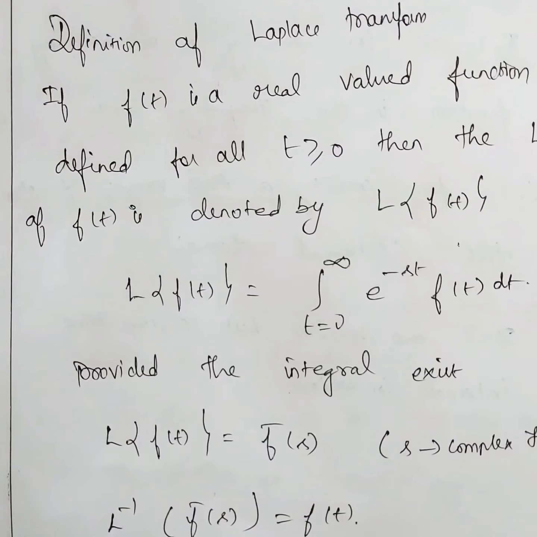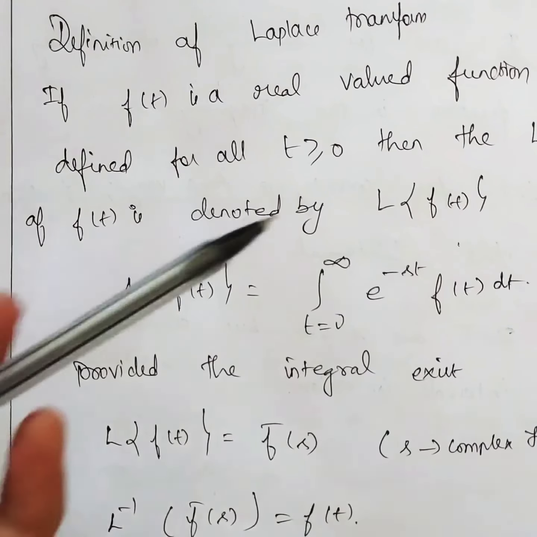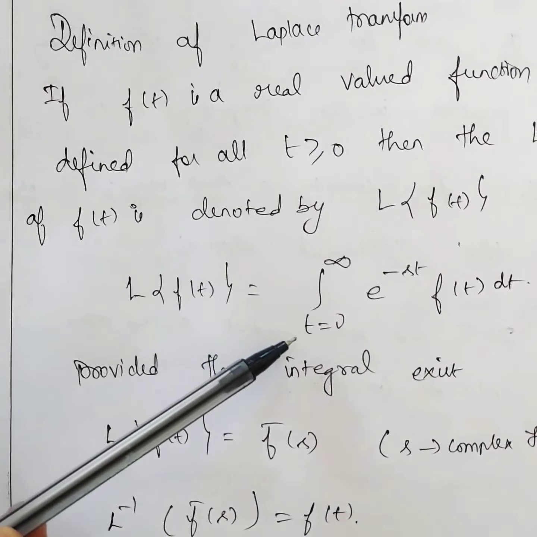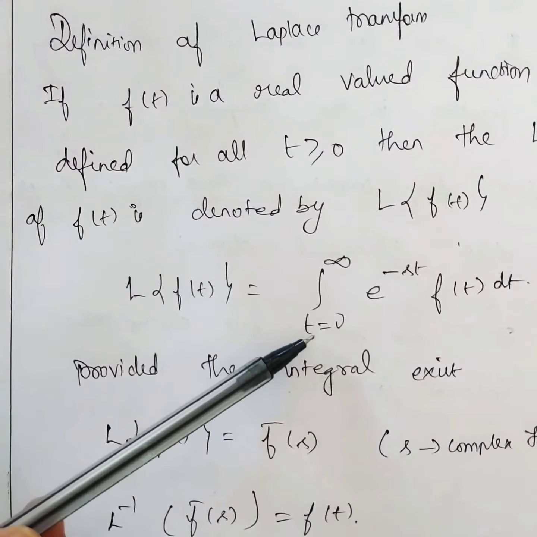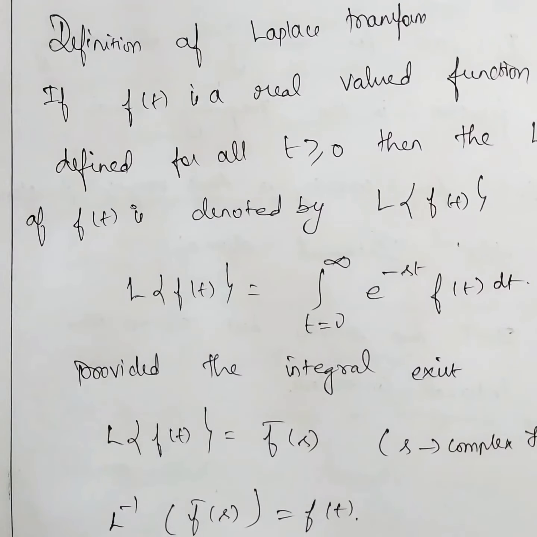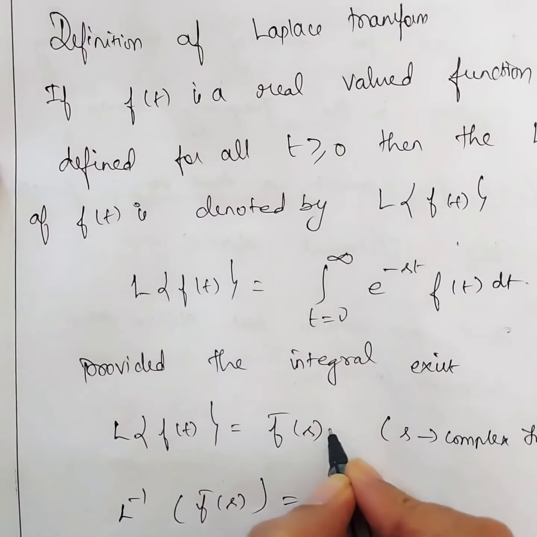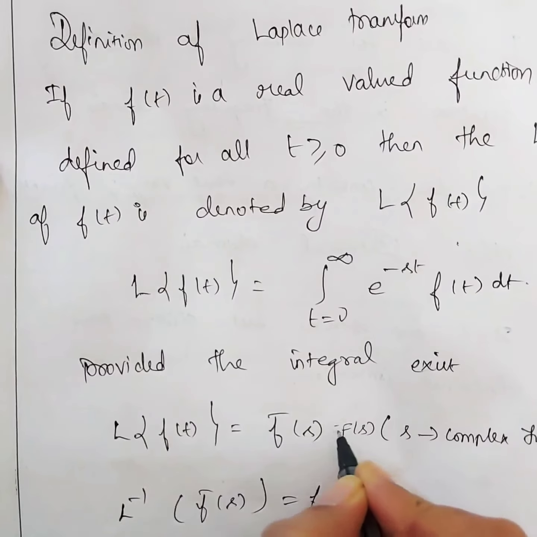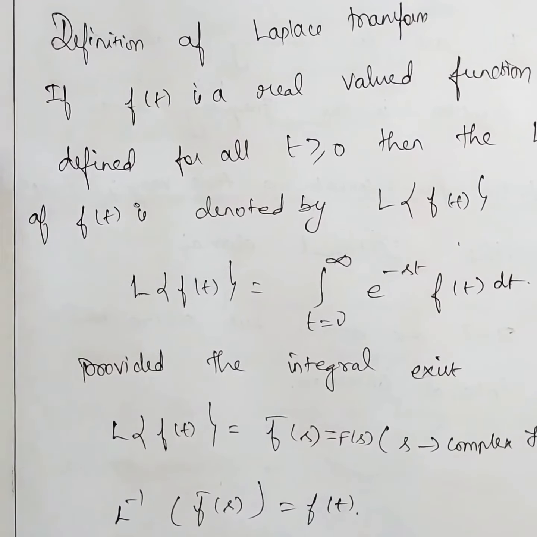And this is the definition of Laplace transform. If f of t is a real valued function defined for all t greater than or equal to 0, then the Laplace transform of f of t is denoted by L of f of t, and this is nothing but the integral from t equals 0 to infinity of e power minus st f of t dt, provided the integral exists. And this is the notation: L of f of t is equal to f bar of s. Sometimes we will write this as F of s also, capital F of s.